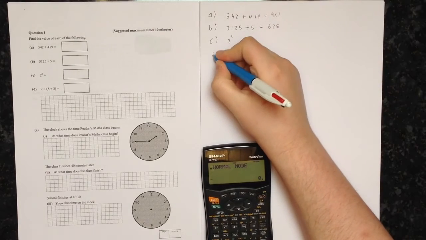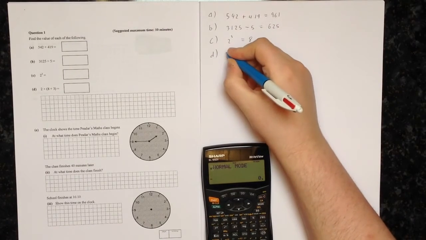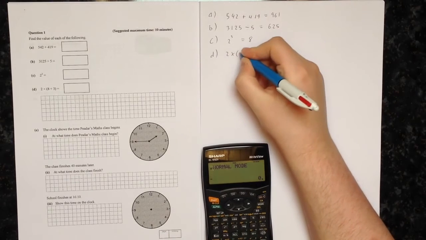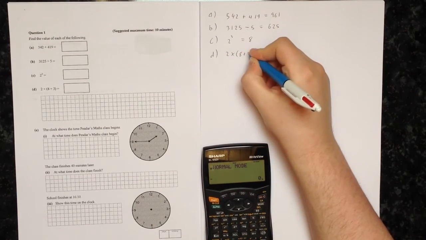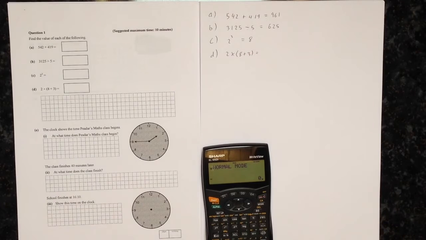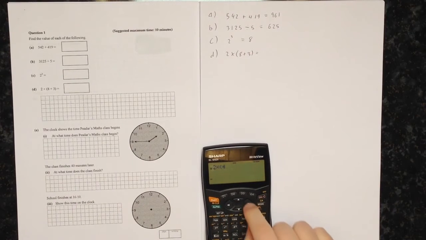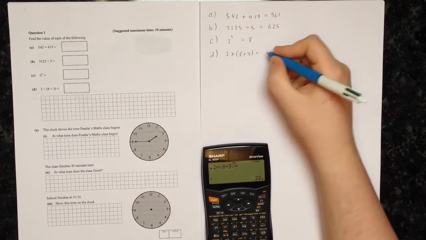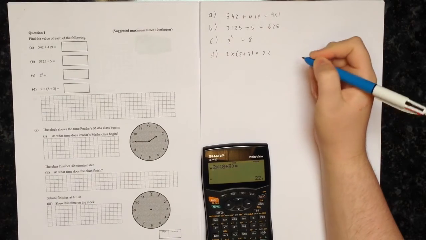Part D. 2 multiplied by 8 plus 3. 2 times 8 plus 3, and the 8 plus 3 is in brackets. That is equal to 22.